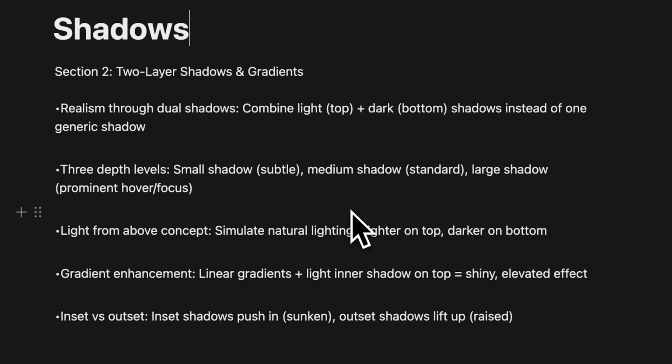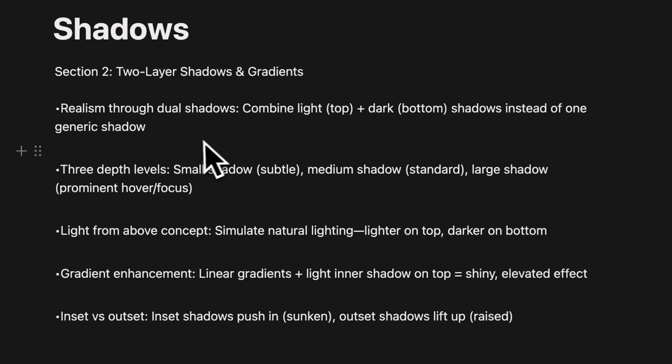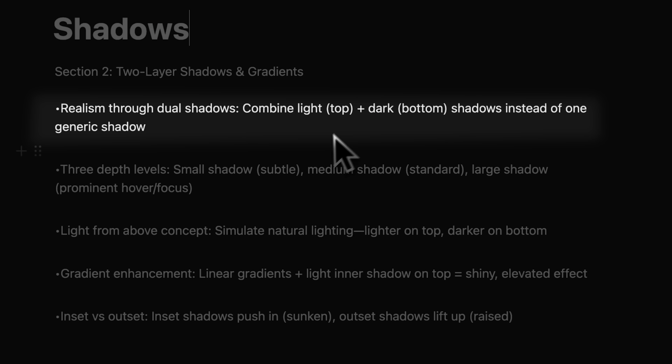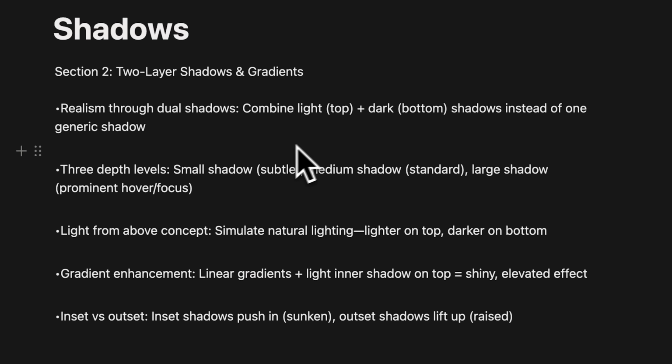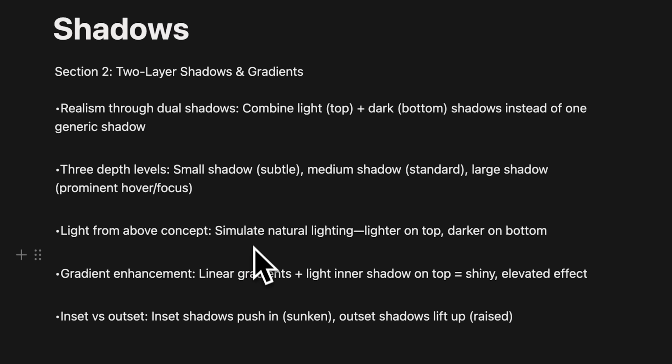The second part is implementing a 2-layer shadow and gradient system. This approach gives your UI a sense of realism through dual shadows, because this is all your AI wrapper needs for that investor money. You could of course just apply a simple shadow like the one already here, but that's not enough. You can combine light and dark shadows to really add that realism. You can also apply 3 depth levels, which help simulate natural lighting. Another addition to this is layering your elements with gradients, and this works especially well on dark mode components.